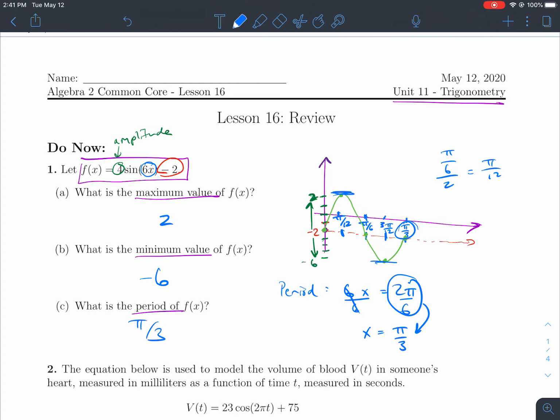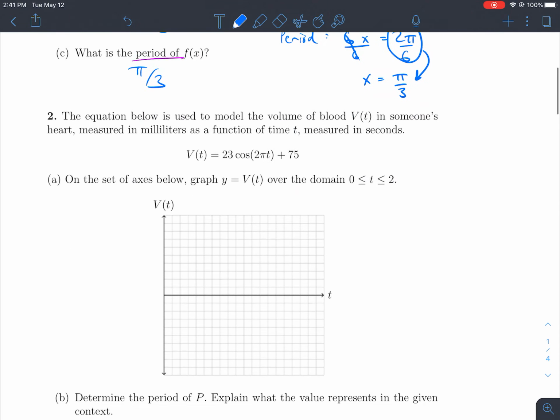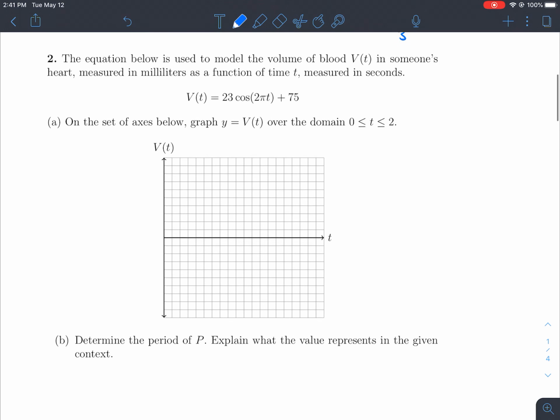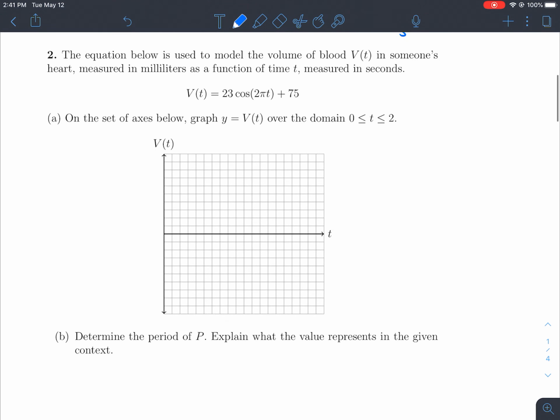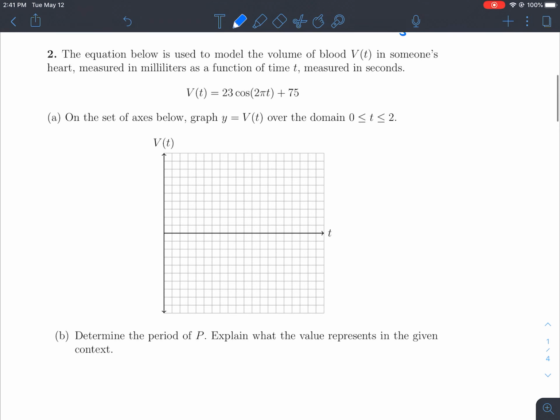And last time we looked at using graphs to come up with application type problems. So here we go. The equation below is used to model the volume of blood, V of t, in someone's heart, measured in milliliters as a function of time t, measured in seconds. Well, this actually makes a lot of sense. If we think about the amount of blood in somebody's heart, sometimes it's going to be more, sometimes it's going to be less, depending on whether that heart is compressed or whether it's filled with blood, because a heartbeat, right, compressed and filled with blood. All right, so sine functions seem like the right tool here.